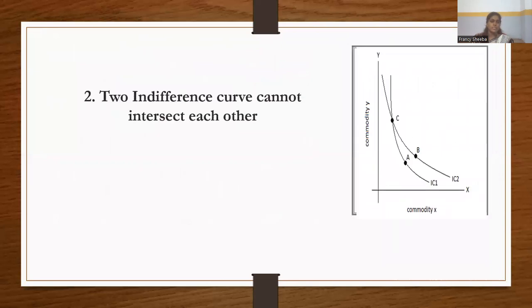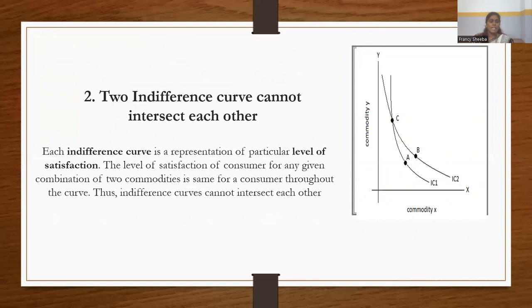2. Two indifference curves cannot intersect each other. Each indifference curve is a representation of a particular level of satisfaction. The level of satisfaction of a consumer for any given combination of two commodities is the same throughout the curve. Thus, indifference curves cannot intersect each other.